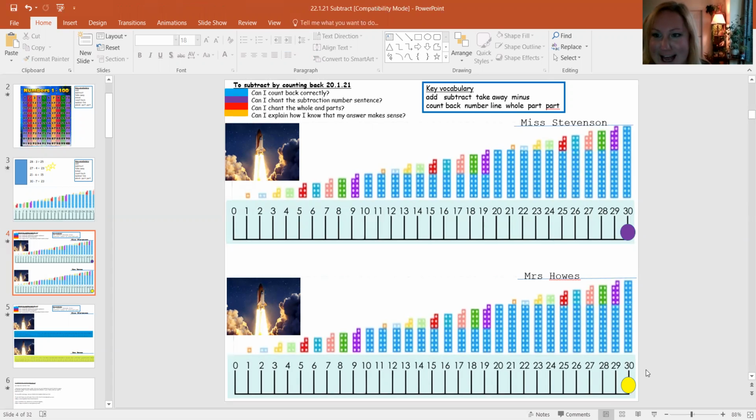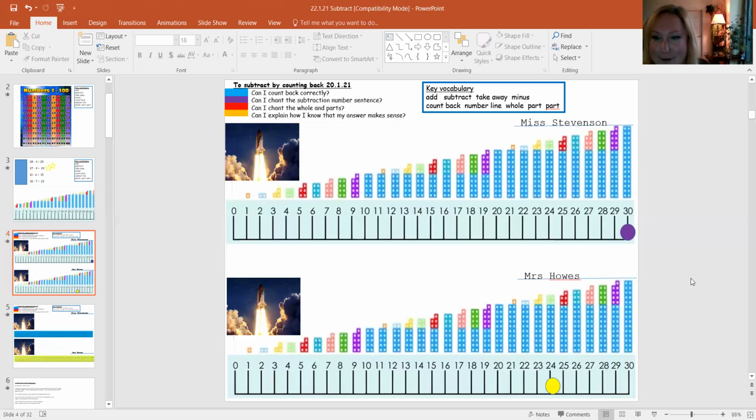Let's pretend she's rolled a 6. Good job, Mrs. Howes. We need to count back 6. We're on 30 now. Let's count back 6. 1. Remember, never jump up and down. That'll squish the numbers. 1, 2, 3, 4, 5, 6. 30 take away 6 equals 24. 30, 6, 24.